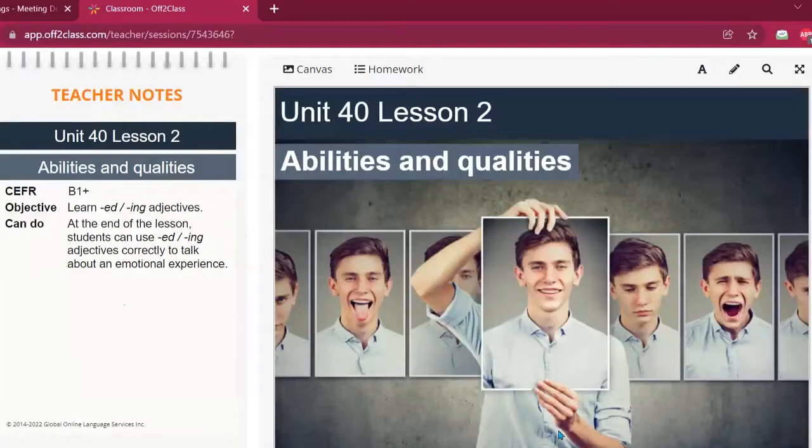Okay. Here we have also the abilities and qualities, but we're talking today about the adjectives. So we have learned, for example, the tenses.